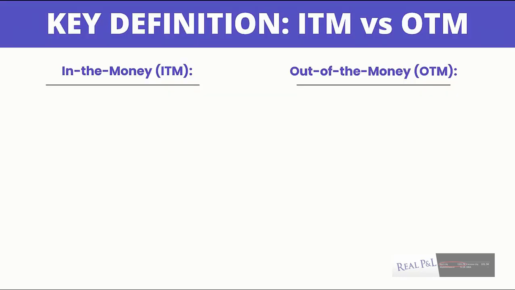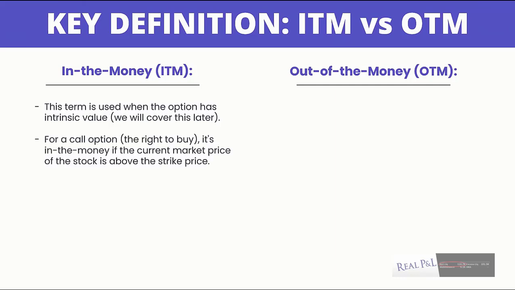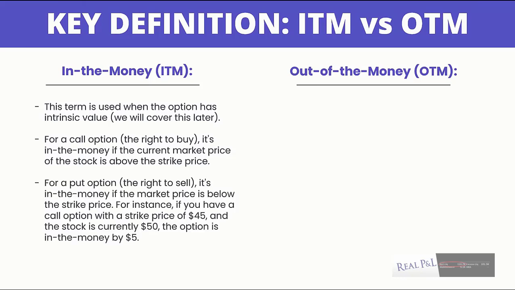So key definitions: you're either going to be in the money or out of the money, and this is in the money versus out of the money. In the money is a term used when the option has intrinsic value, and we're going to cover intrinsic value later. For a call option, the right to buy, it's in the money if the current market price of the stock is above the strike price.